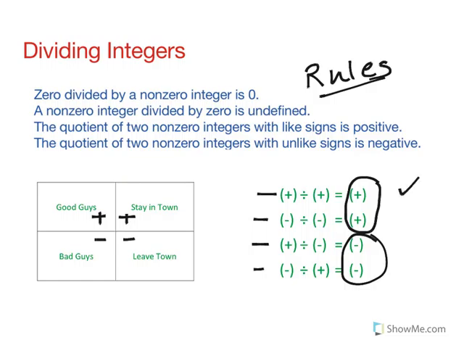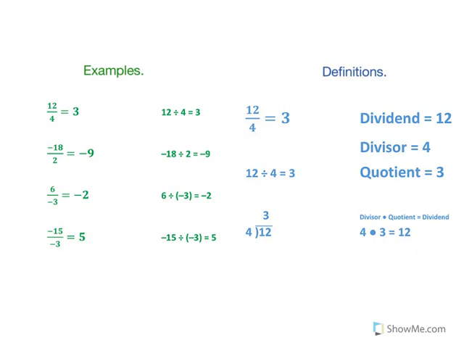If the good guys leave town, I say that, a positive divided by a negative, which is this third one down here, is a bad thing, so that's negative. If the bad guys stay in town, then a negative divided by a positive, which is the bottom one here, is a bad thing, that's negative. But if the bad guys leave town, a negative divided by a negative is going to be a positive thing. That's good.